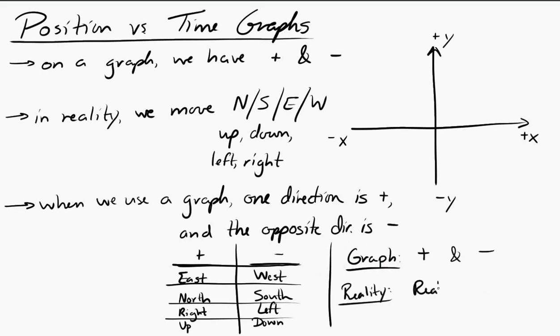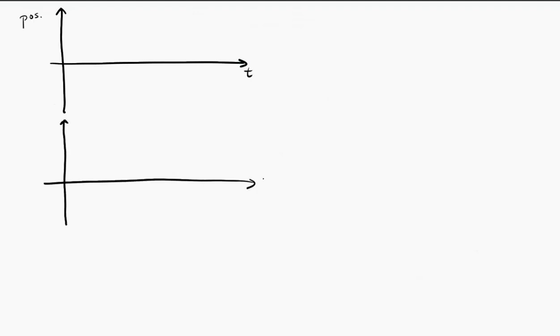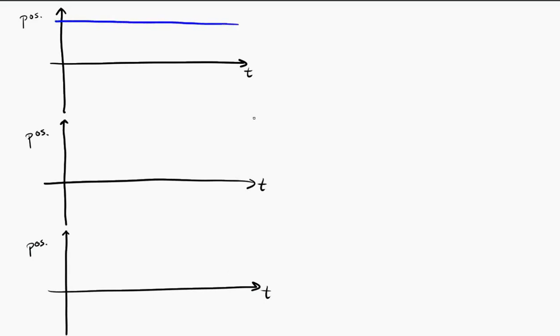Okay, we're going to start out by drawing three graphs. Position versus time. The first graph is going to be sort of the simplest graph you can draw. Second graph, a little more complicated, but still not too complicated. And then the third graph, we add another little complication, but still not going crazy. So the first graph, let's take a look at that.